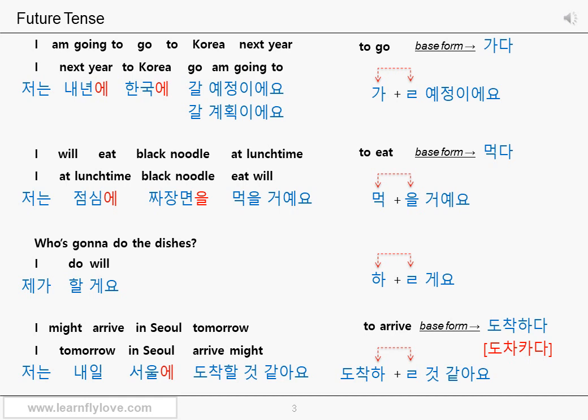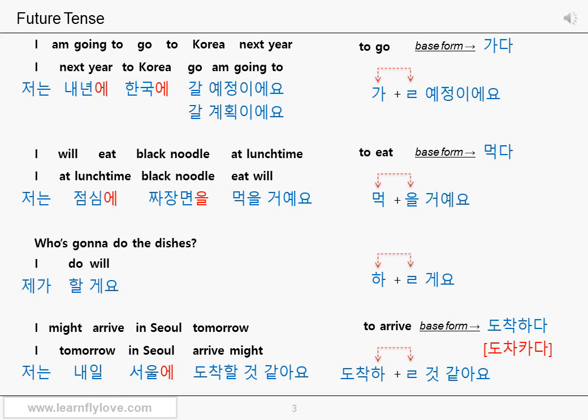The stem is 도착하. You might arrive. You're talking about the possible situation, thus you are definitely going to use 을 것 같아요. The last letter of the stem doesn't have a final consonant, so you need to add the ending ㄹ consonant to the last letter of the stem. And 것 같아요. 도착할 것 같아요. 저는 I, 내일, tomorrow, in Seoul or to Seoul, whatever. 서울에 arrive might. 도착할 것 같아요. 저는 내일 서울에 도착할 것 같아요.